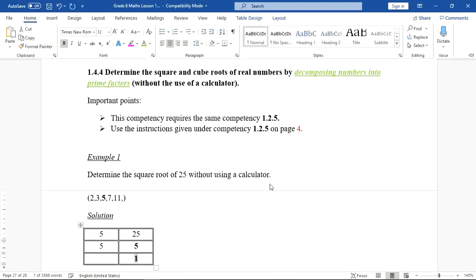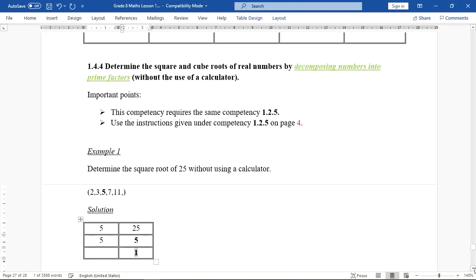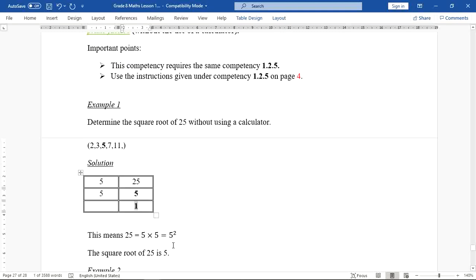So we can now say that 25 can be written as 5 times 5, which is 5 exponent 2. So this 5 here is what we call the square root of 25. So the square root of 25 is 5. So we've done this without a calculator. Alright, so you need to know this for paper 1.